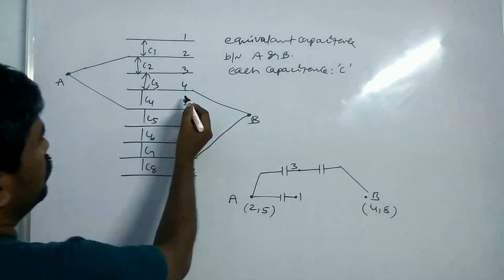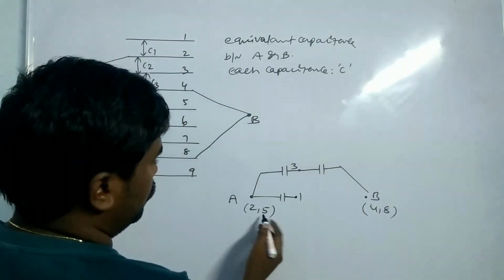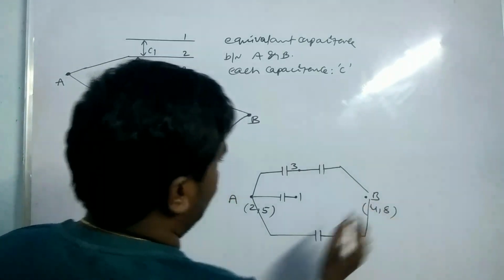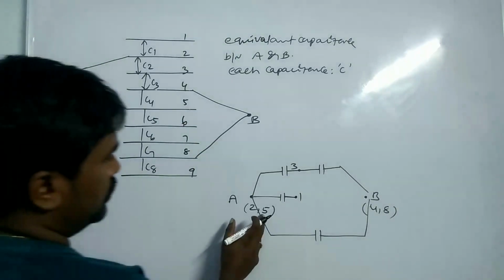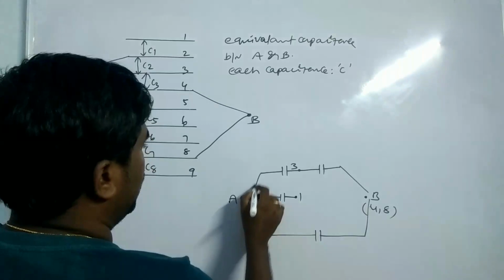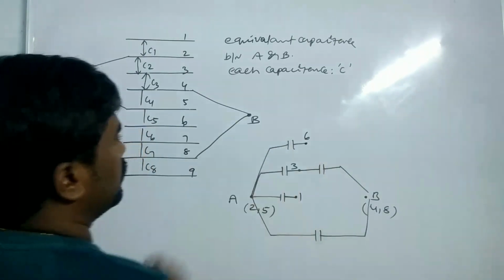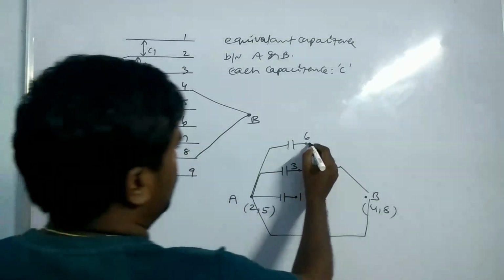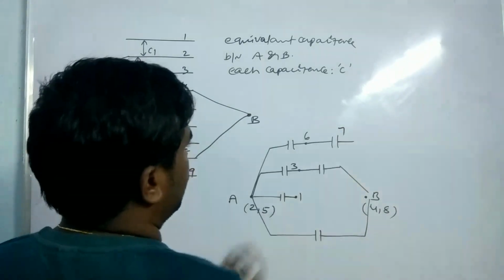And 4 and 5, there is a capacitor C4. This is 4 and this is 5. And then 5 and 6. So this is 5. There is no 6, and you have to draw. This is the point 6 here. And 6 and 7, there is a capacitor. So this is 7 here.